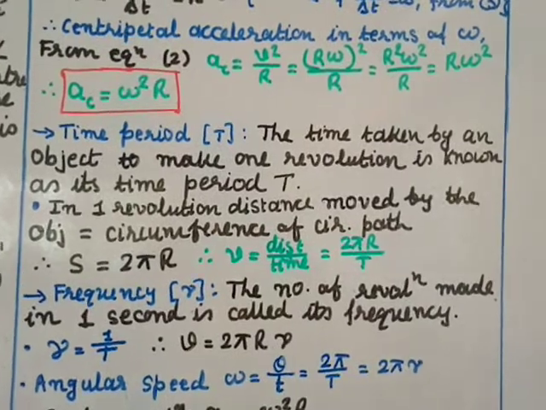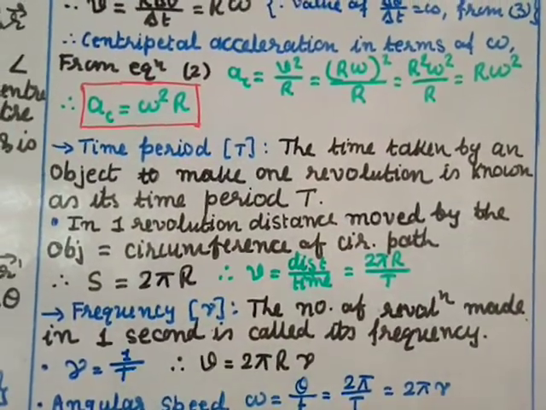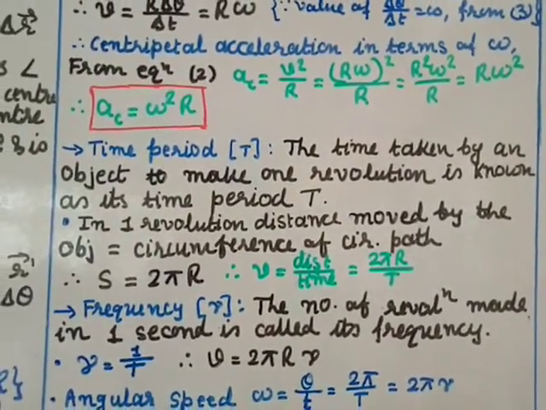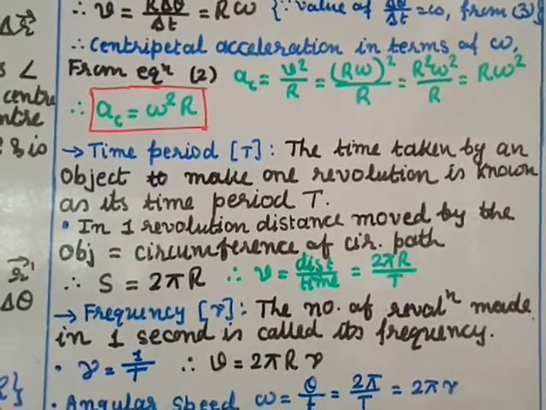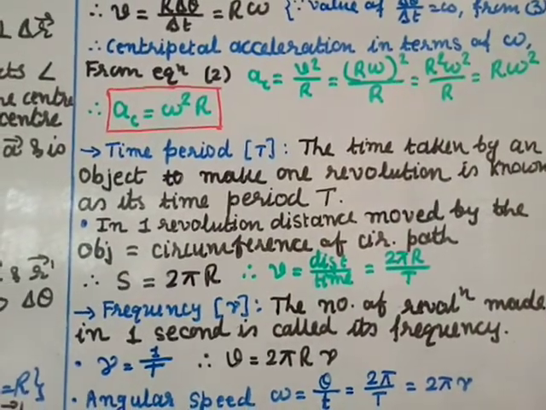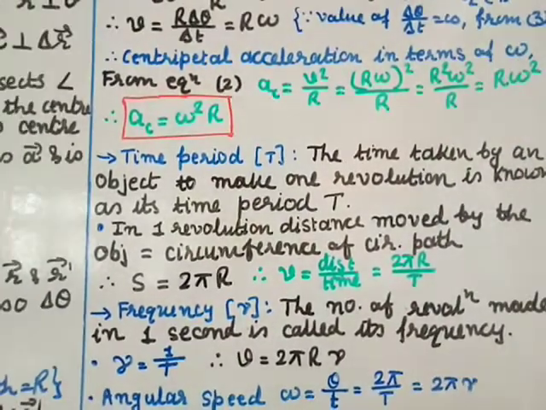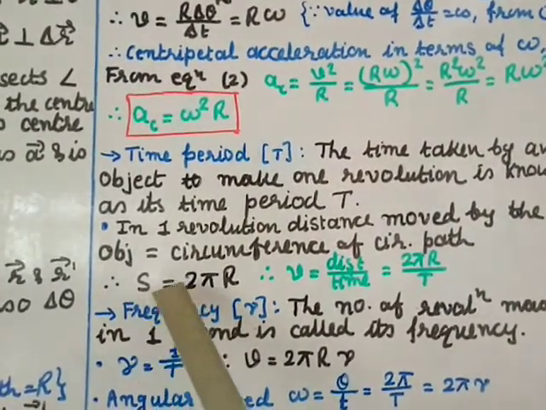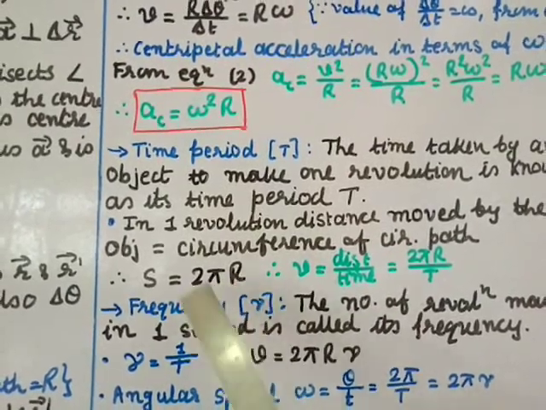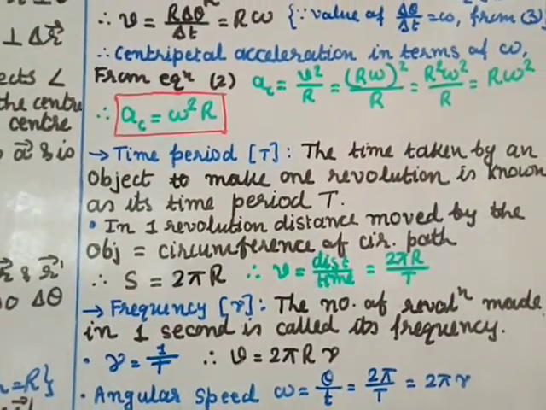Now if the radius is r, then when it takes one complete revolution, it will cover a distance just like the perimeter of the circle, that is the circumference of the circle, and you know the circumference of a circular path is 2 pi r. So here s equal to 2 pi r. R is the radius of the circle, and we have taken the radius as capital R.